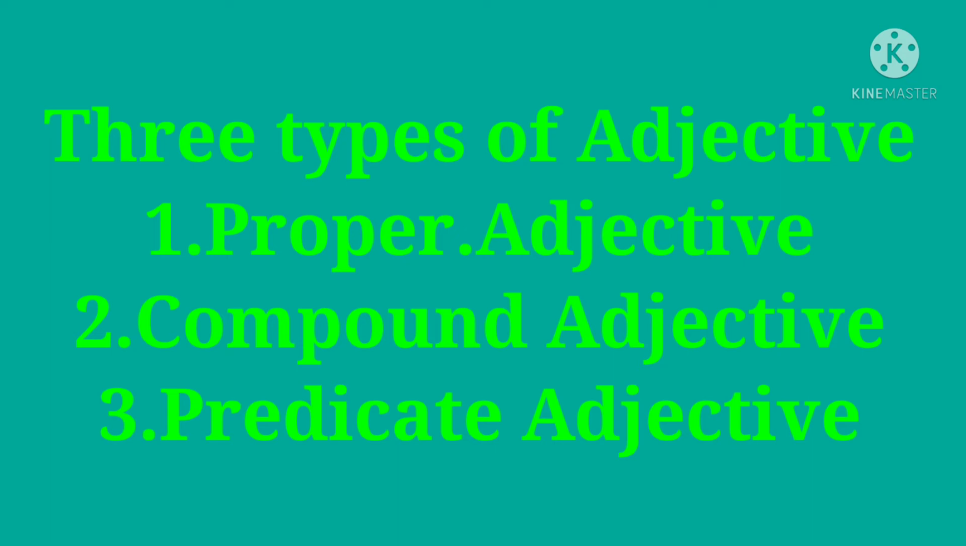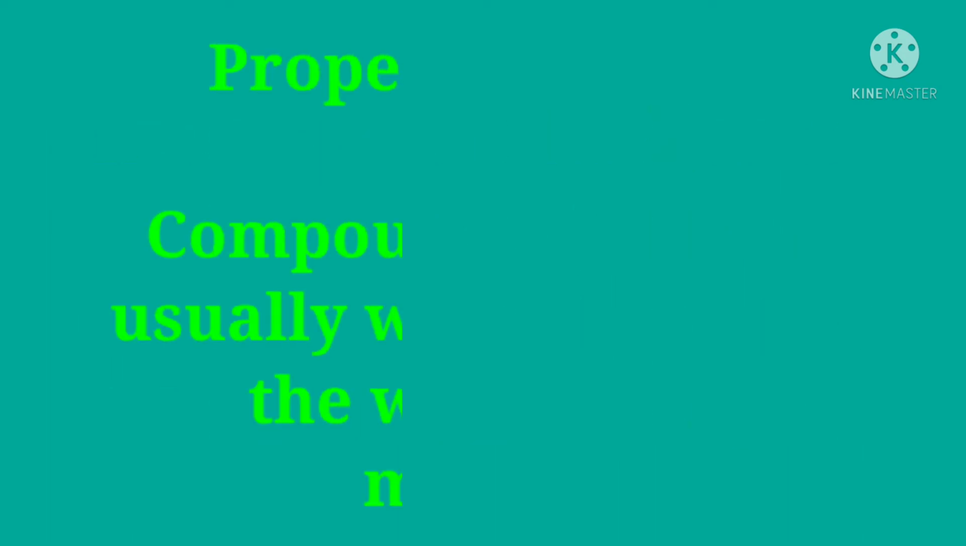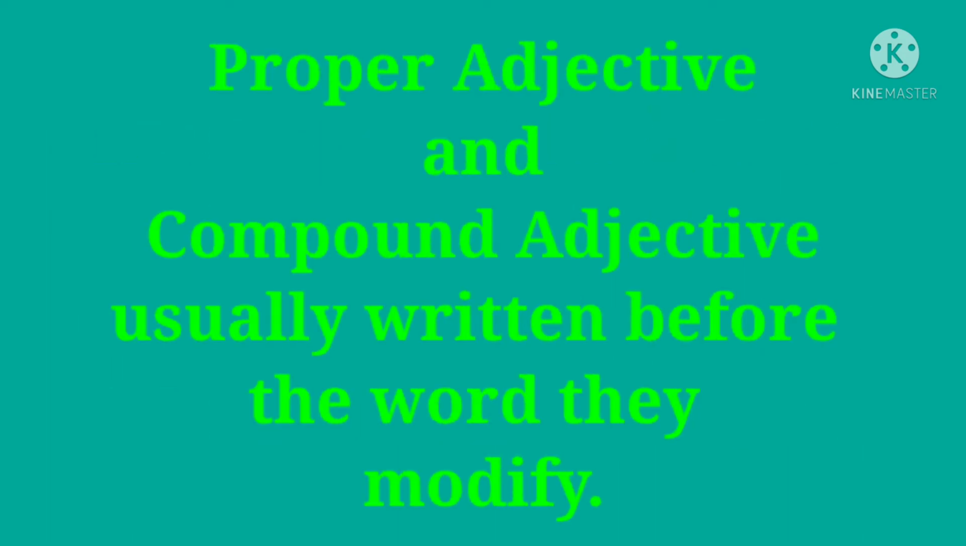In this lesson, you have encountered three types of adjectives. We have proper adjectives, compound adjectives, and predicate adjectives. The first two, which are the proper adjective and compound adjective, are usually written before the word they modify.